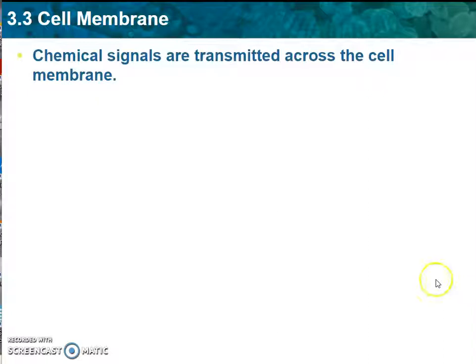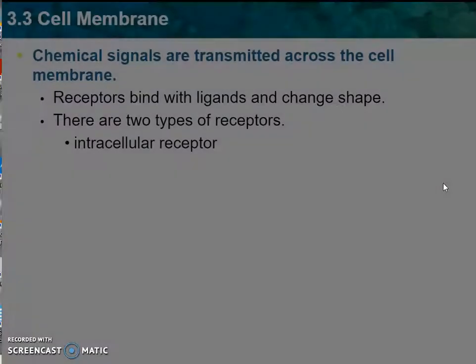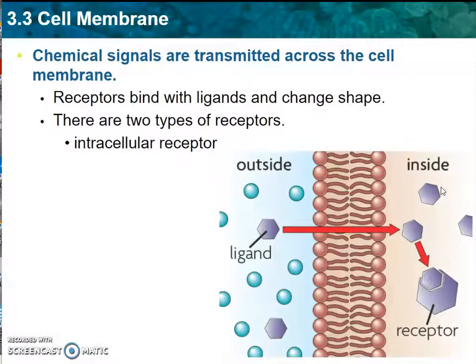Chemical signals are transmitted across this membrane through receptors. A receptor binds with a ligand and changes shape. So it's a little bit like an enzyme, only the changing of the shape allows for different things to move through this membrane. There are two types of receptors. The first is an intracellular receptor. The ligand will actually diffuse through the membrane, and once it's inside the cell, it will bind with the receptor and change shape.